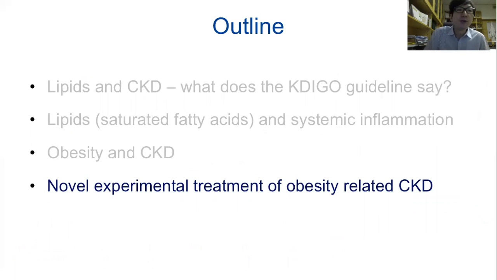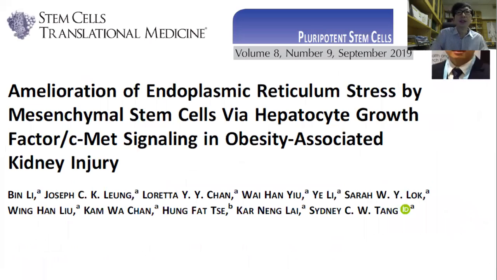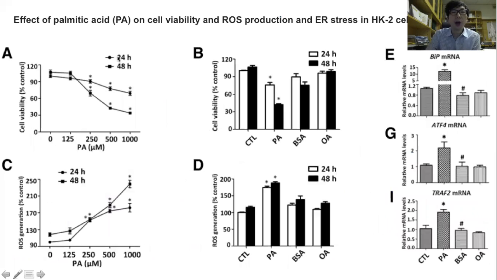Now, I would then like to focus on some of the novel data that we have generated on the relationship between obesity and CKD. This work is largely done by Li Bing, and he published a paper a couple of months ago in Stem Cells Translational Medicine, and I would like to present some of the results from his study. First of all, at the cellular level, he performed an in vitro study to show the effect of palmitic acid, which is a saturated fatty acid circulating in the body, believed to mediate most of the harmful effects of hyperlipidemia and obesity.